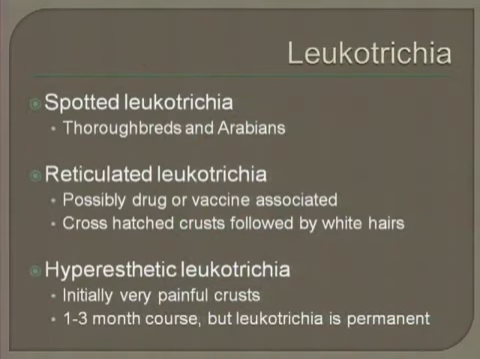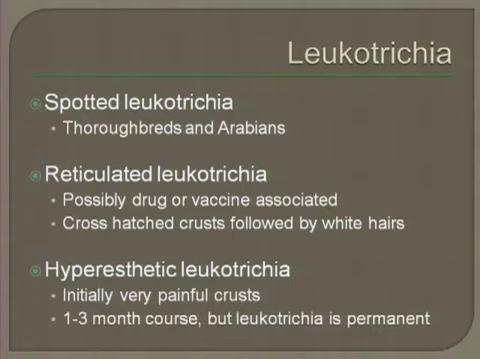Leukotrichia. So if you guys have kept up with your classical languages, you would know that leukotrichia means white hair. There are a few different forms of leukotrichia that exist in the horse. It's common for leukotrichia to develop secondary to trauma, and so spotted leukotrichia, often caused secondary to trauma, is most commonly seen in thoroughbreds and Arabians. Basically, you get just these little spots of white hair. They are asymptomatic. There's no treatment that is going to get rid of it. It's just something that you have to be able to recognize.